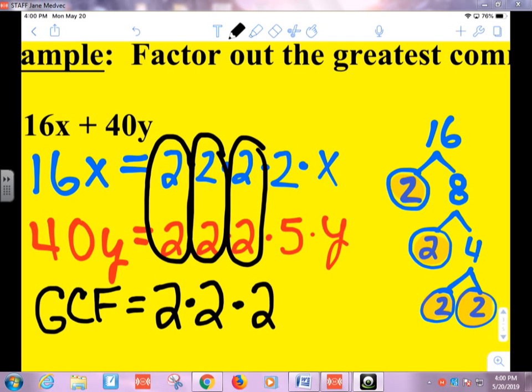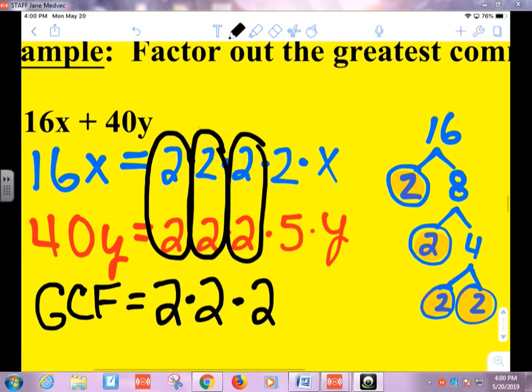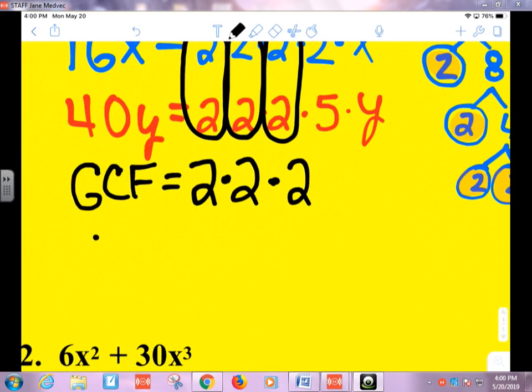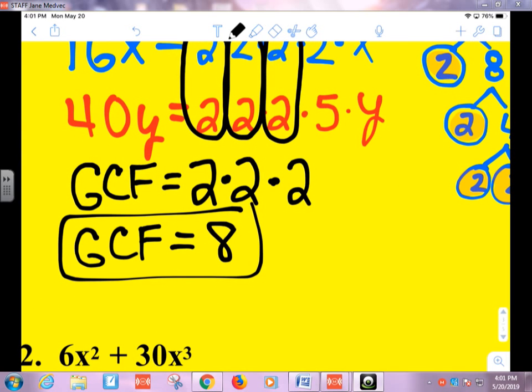And then you'll notice there's nothing else common. In the 16, there's a 2 and an x. In the 40, there's a 5 and a y. And there's nothing in common. So on this problem then, my greatest common factor is 2 times 2 times 2, which is 8. So 8 is my greatest common factor.